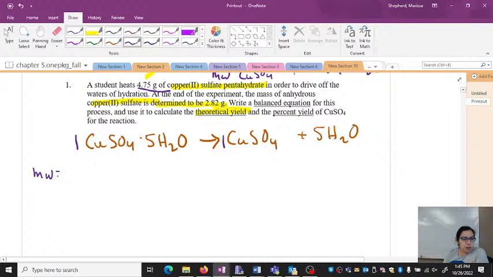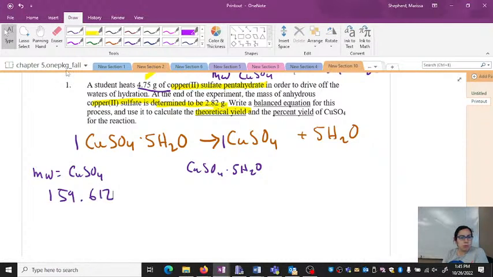Does anyone have the molecular weight of either copper sulfate or the copper sulfate pentahydrate? Copper sulfate was 159.612. Sorry, I didn't hear. 159.612. Is that what other people got? Relatively close. And then what do we get for the pentahydrate? We just have to add plus 5 times 18 to this.